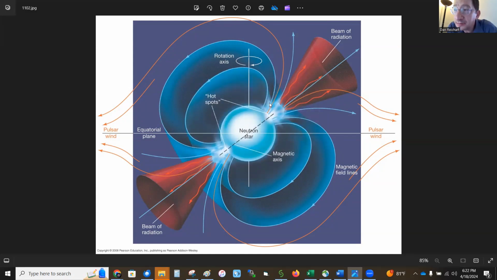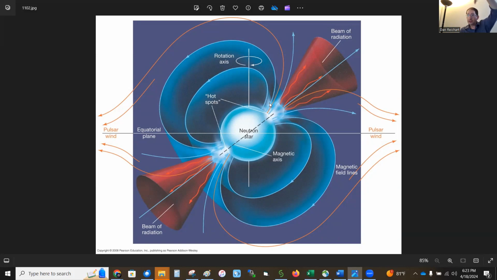Now, as you can see here, the magnetic field exits one side of the neutron star and enters the other. And these are the magnetic poles. And at the magnetic poles, you get a hot spot. We'll come back and talk more about the hot spot, but this is where the radiation is coming from. Now, if the magnetic field axis is aligned with the rotation axis, this would not pulse. It would simply stream radiation along its rotation axis constantly.